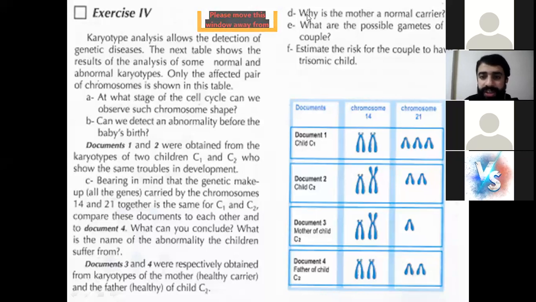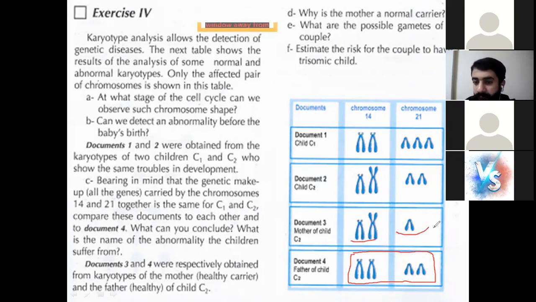Who can tell me? First of all, we have to compare it with the normal. This is the normal, this is our reference, if you want. Okay? So here we have chromosome number 14, and here we have chromosome number 21. But here we have translocation, so it was translocated to this. That's why the mother is called a normal carrier. Part E, what are the possible gametes? We're going to go to the figure and estimate the risk.